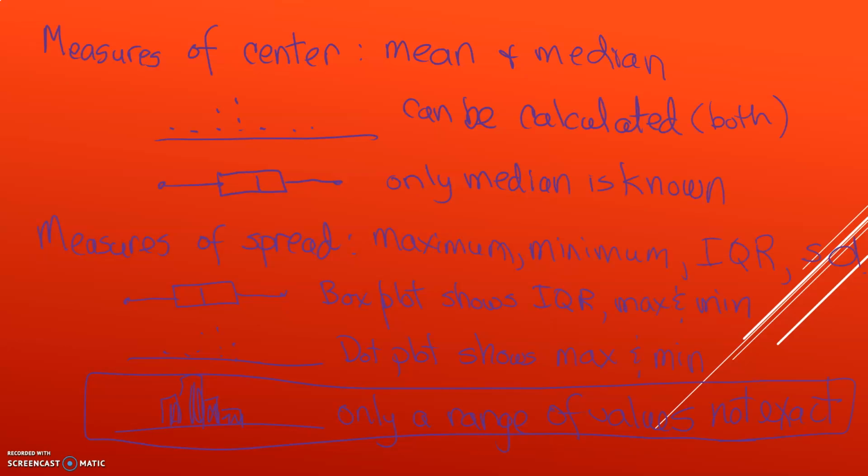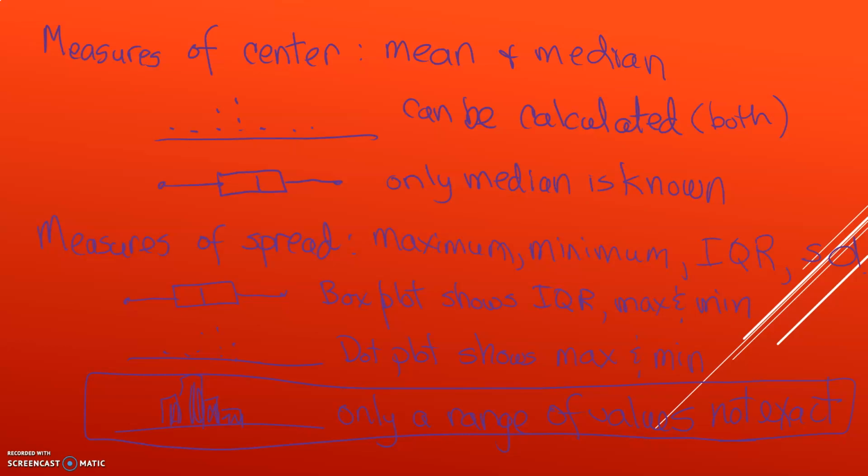Here are just some last minute notes. Measures of center are the mean and median. If it's a dot plot, you can see it can be calculated. You can technically find the median. We also found the mean. If it's a box plot, you can see only the median can be found.